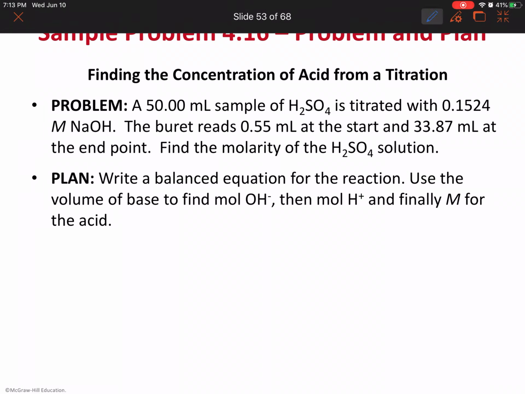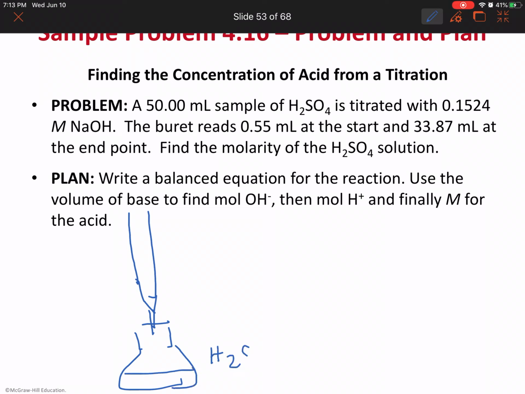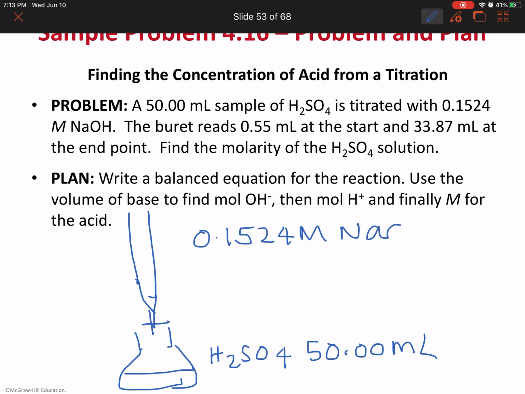Again, so we have a burette, and then you have your sulfuric acid in the flask. Sulfuric acid, H2SO4, 50 milliliters, titrated with a 0.1524 molar solution of sodium hydroxide, which is going to be in the burette.